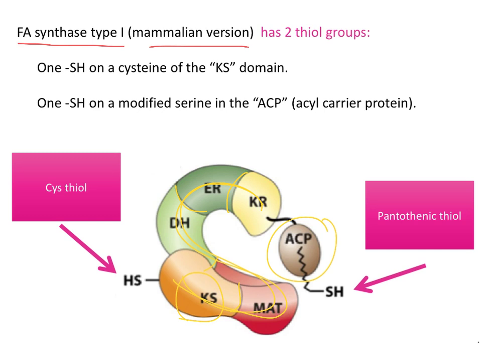And so what you'll notice is that ACP and the KS domain both have these thiol groups. In the KS domain, the thiol is coming from a cysteine. And then ACP, which is acyl carrier protein, is an SH on a modified serine. So it's kind of like a cysteine, but it's the end of a pantothenic acid group. So if you remember, pantothenic acid was another vitamin, and I'm pretty sure it was B5.